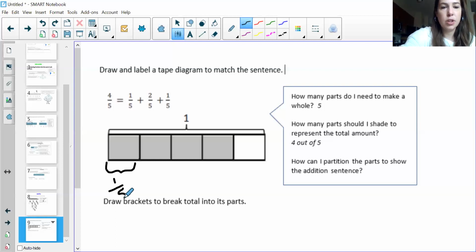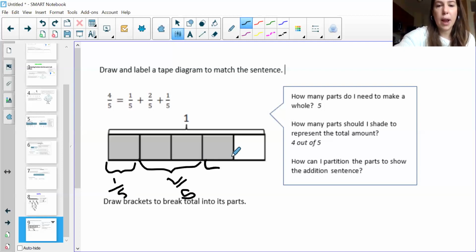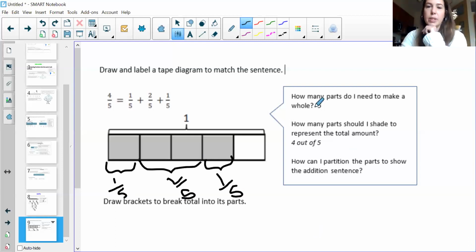Now the next part is 2/5, so I'm going to draw another little bracket and label it as 2/5. Ooh, my handwriting is terrible. And the last part is another 1/5, so I'm going to draw a bracket and label it as 1/5. It says, how many parts do I need to make in the whole? Well, the whole needs to be 5. How many parts should I shade to represent the total amount? You need to shade 4 out of the 5. And we already partitioned the tape diagram.